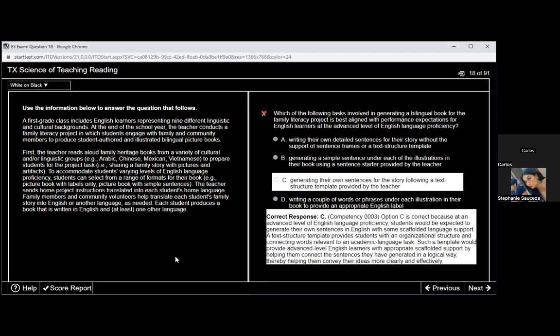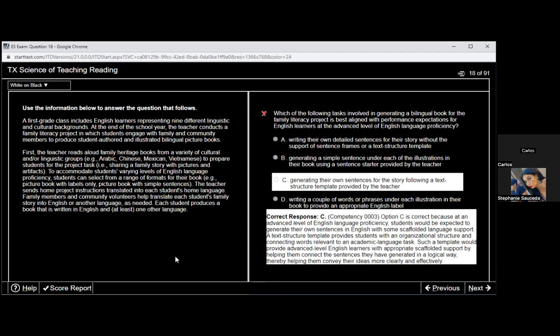Let's take a look at what the question is asking us. Which of the following tasks involved in generating a bilingual book for the family project is best aligned with performance expectations for English language learners of advanced level of English language proficiency? So the question is giving keywords and phrases too. They didn't tell us any of the ELL levels in the scenario, but in the question they gave us advanced level.